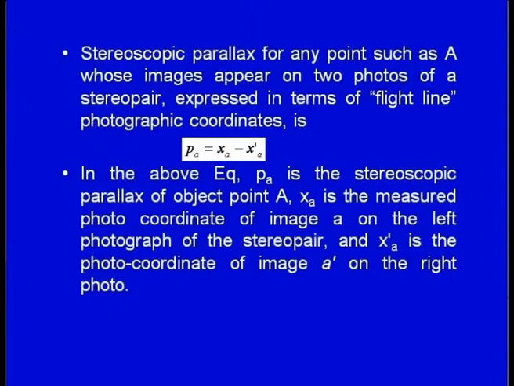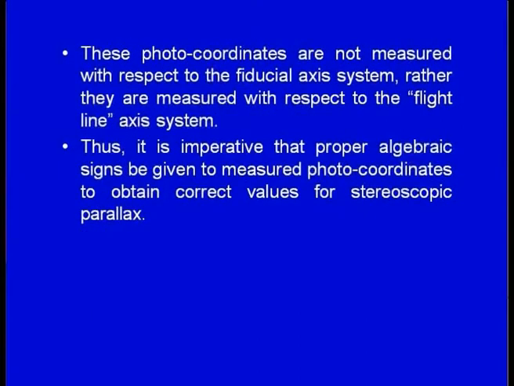In the above equation, pA is the stereoscopic parallax of object point A, xa is the measured photo coordinate of image a on the left photograph of the stereopair, and x'a is the photo coordinate of the image on the right photograph. These photo coordinates are not measured with respect to the fiducial axis system; rather, they are measured with respect to the flight line axis system. Thus, it is imperative that proper algebraic signs be given to the measured coordinates to obtain correct values of stereoscopic parallax.